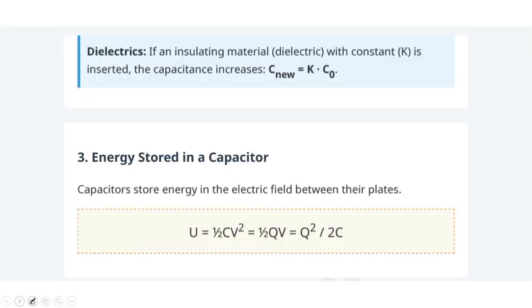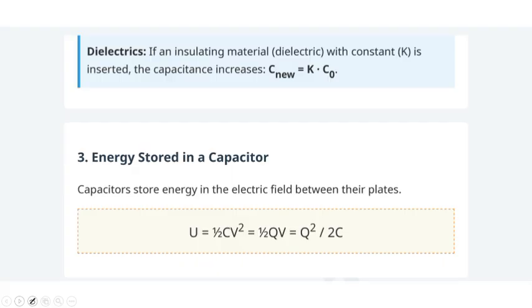So yes, moving on. Dielectrics. An insulating material is known as a dielectric, and if it has a constant K and is inserted, the capacitance increases. This is another note and it forms another theoretical part of your exam. They'll just ask you: if an insulating material with a constant K is inserted, what happens? Will the capacitance increase, decrease, or be zero? You should know that the capacitance increases.